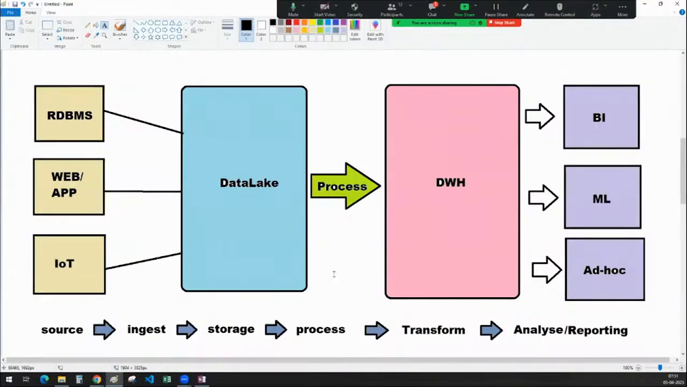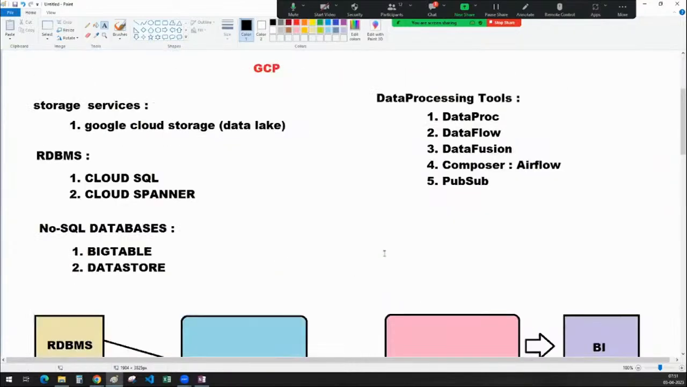You wanted to create a data pipeline, but you don't wanted to write any code. You wanted to create a pipeline and do the transformations without writing any code. That's where you have to go for Data Fusion, guys.